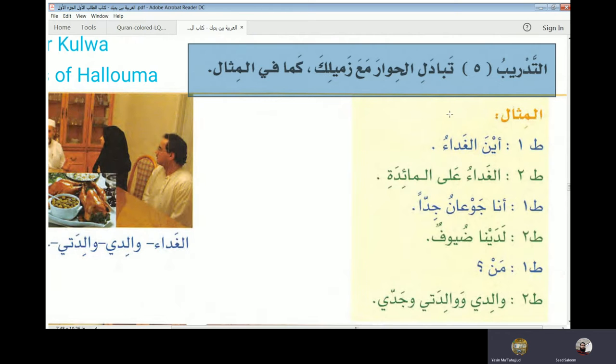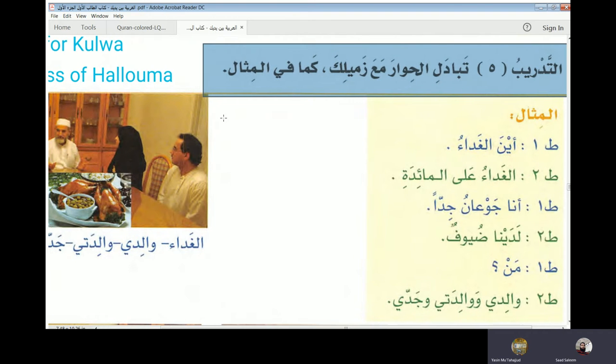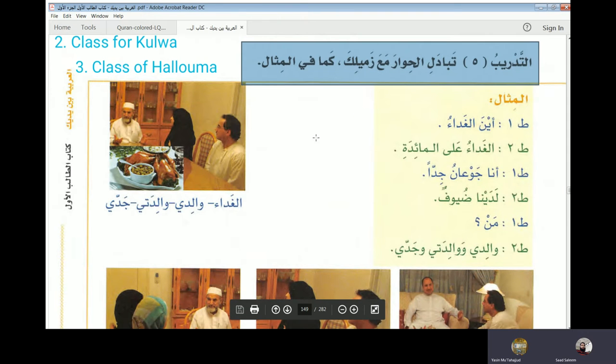The fifth exercise: exchange dialogue with your colleague like in the example.